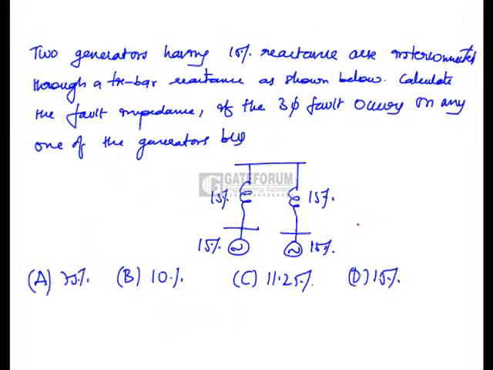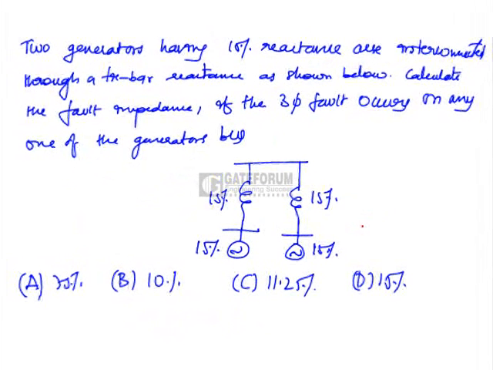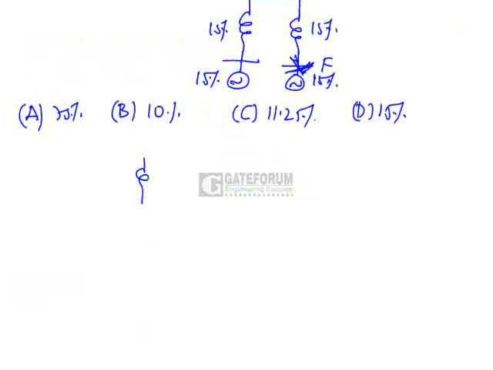Generators having 15% reactance are interconnected through a tie bar reactance as shown in the figure. Calculate the fault impedance if a three-phase fault occurs on any of these generator buses. Let us take the fault occurs on this generator bus. This is the fault point. Now what is the reactance diagram here? The reactance diagram for this generator bus is like this. This is the tie bar reactance of 15%. This one is the generator reactance of 15%, drawn between phase and neutral. Another tie bar reactance of 15%, and one more generator reactance of 15%.